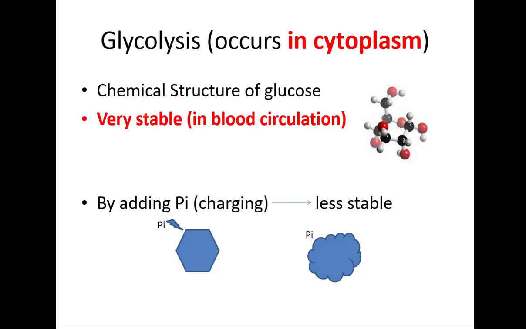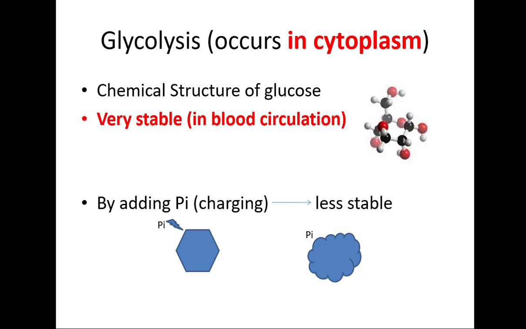You learned glycogenolysis already, but today's lecture on glycolysis will really make glycogenolysis clearer to understand. Glycolysis occurs in the cytoplasm, not in the mitochondria. And the chemical structure of glucose is important, because glycolysis breaks down glucose.